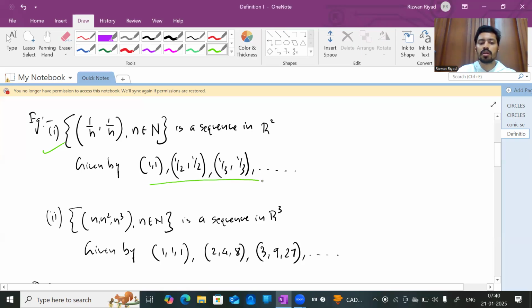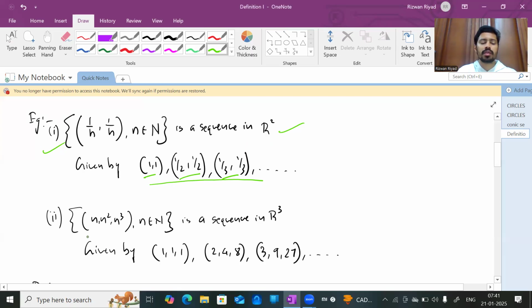These are given here. When n is 1, this becomes (1/1, 1/1), that means the ordered pair (1, 1). When n is 2, this becomes the ordered pair (1/2, 1/2), the second one. When n is 3, this becomes the ordered pair (1/3, 1/3), and so on. These are the terms of this sequence. This is an example of a sequence in R2, R cross R.